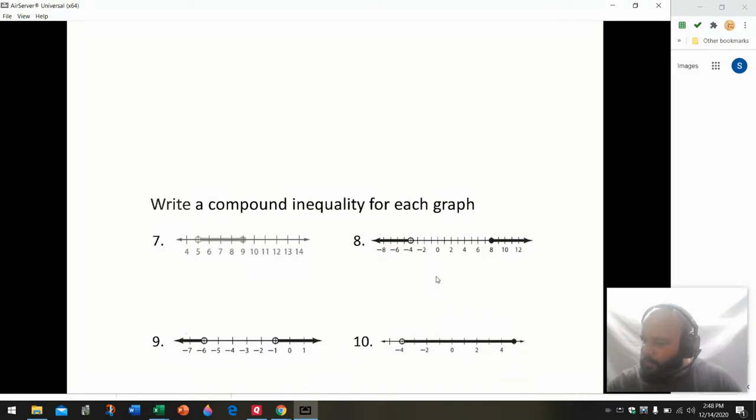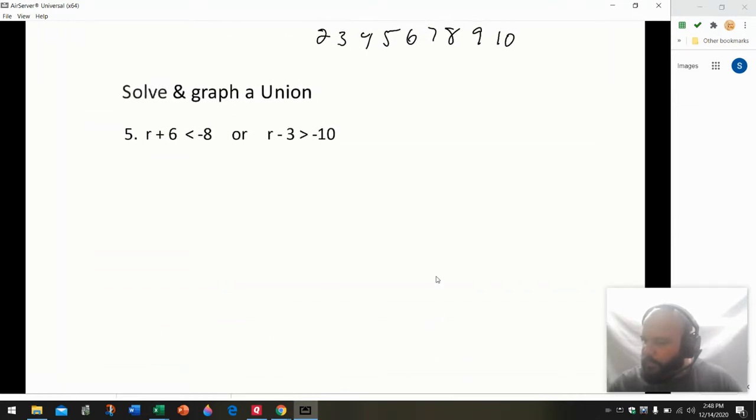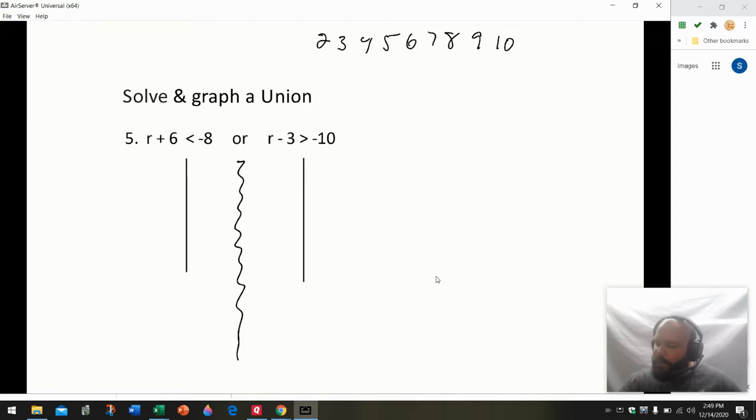Okay, couple more to do here. Solve and graph a union. So this one's going to be done the same exact way. I'm going to go ahead and draw a squiggly line between the OR because these are basically two separate problems. We'll draw our straight line here. We'll draw our straight line here.